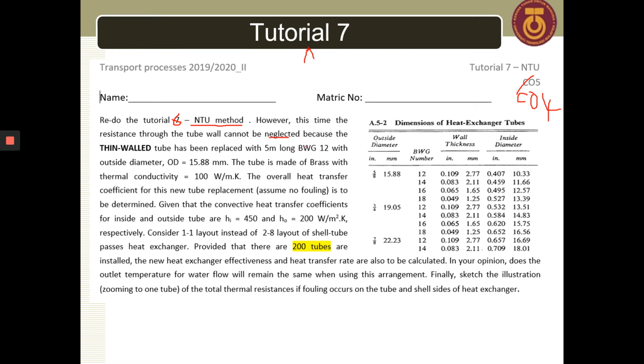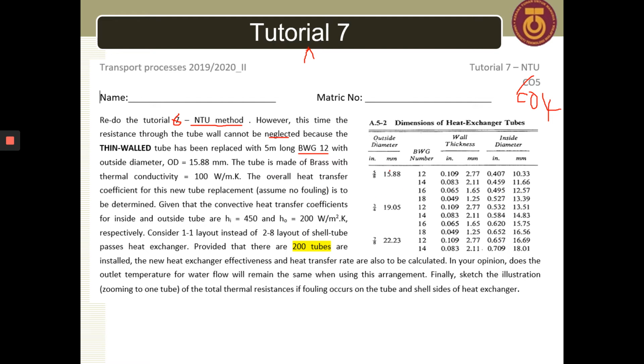tube is made of BWG12. It is the type or the standard of the tubes for the heat exchanger. So what is the meaning of BWG12? You can actually refer to BWG12 from this table. Since it is given that the OD is 15 mm, you can find out the ID, which is the inside diameter.